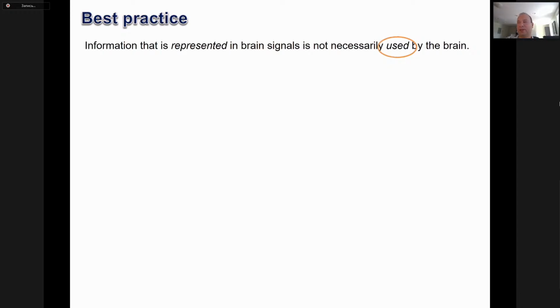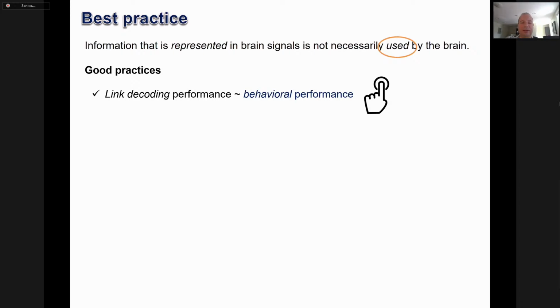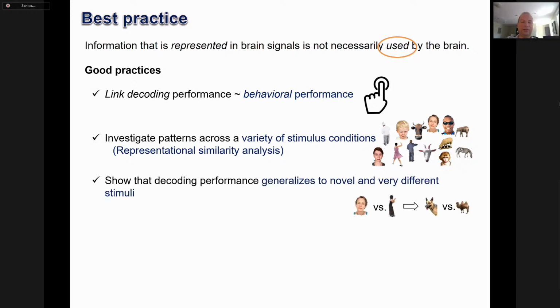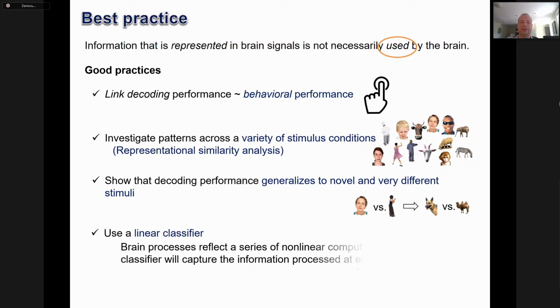So what are the best practices given all these concerns? To understand brain signals, it is important to link machine learning results, decoding results, with human performance, because then we know that the brain is using this information. It is also important to study decoding patterns not just in one or two conditions, but many, to be able to know that it generalizes, and even better to show that the classifier generalizes to novel stimuli that weren't seen before by this classifier, because this is what shows that the patterns that we extract are really general.